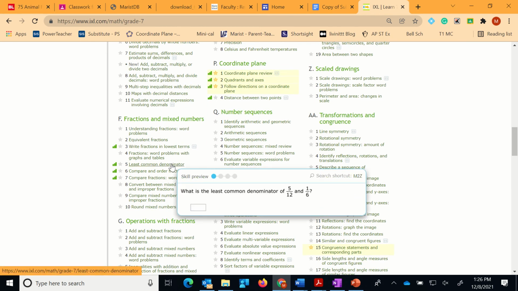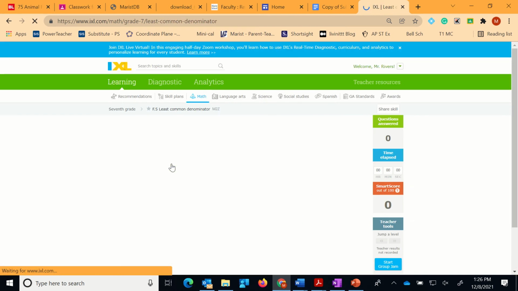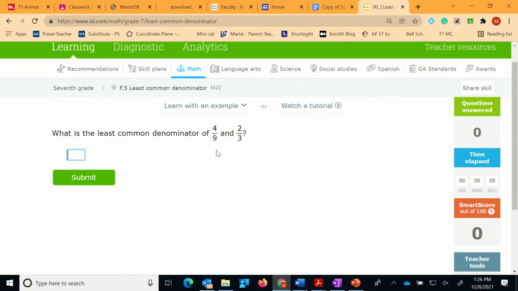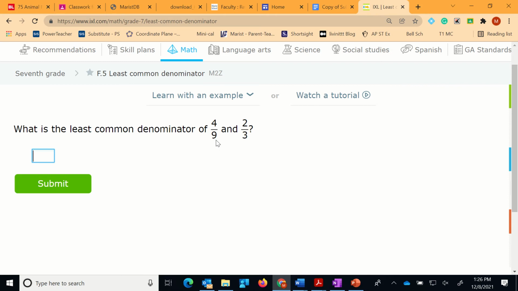So here is F5, least common denominator. We've done this before. This should be pretty much a review. So least common denominator of 9 and 3, right? We're looking only at the denominators. We're asking ourselves, what is the LCM of 9 and 3? Well, 9 times 1 is 9. 3 times 3 is 9. So the LCM there is 9.